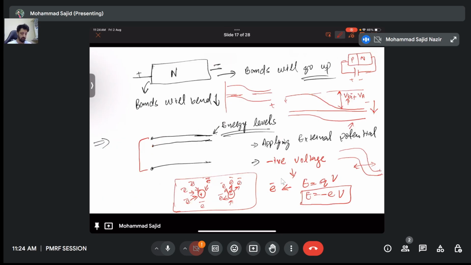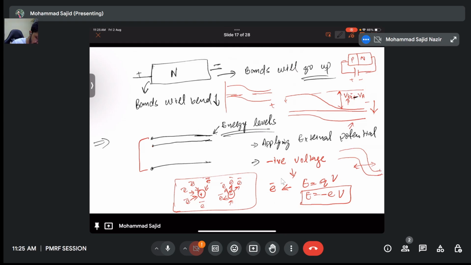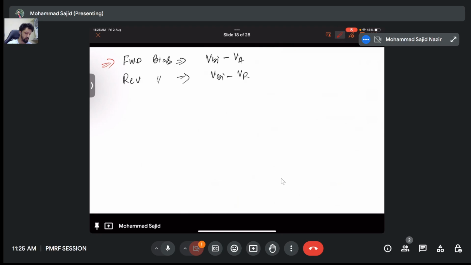So here I have shown how the bands will go up and how the bands will go down. This is VBI minus VA if I apply the forward bias, and this is VBI plus VA if we apply a reverse bias. Increase in potential, right? Forward bias, this is minus.